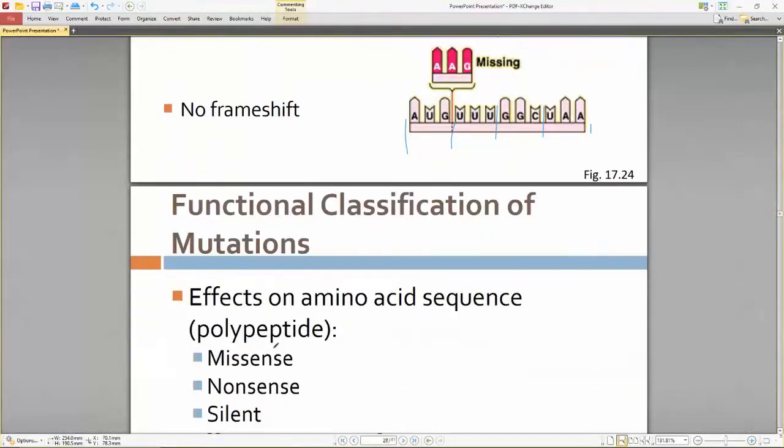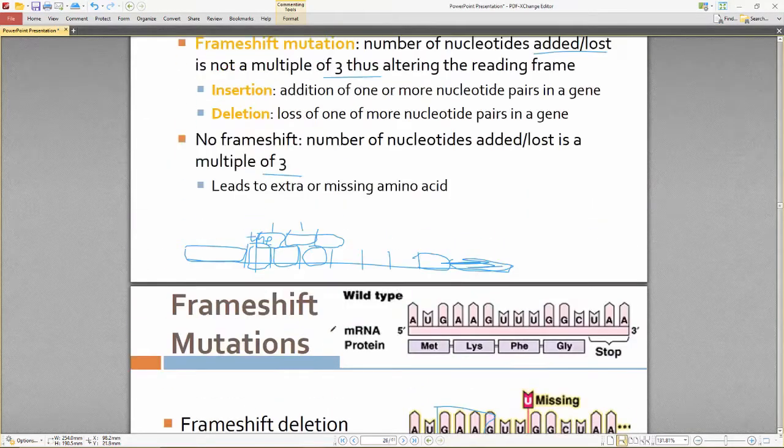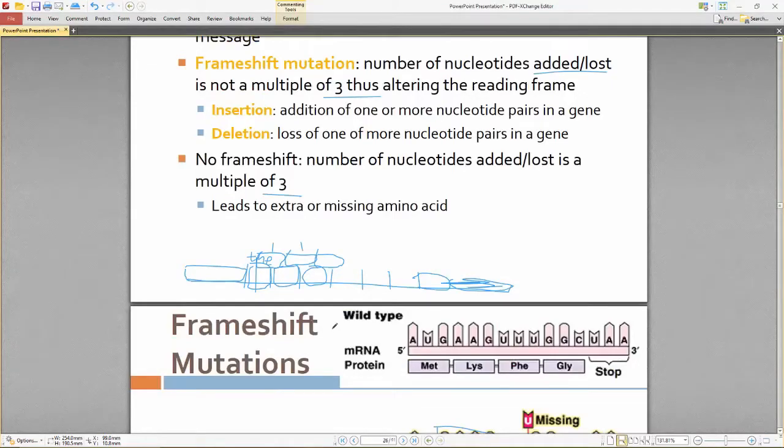The reading frame is preserved because you start with AUG, you lose 3, so now your reading frame is still preserved. Well, I have a question. Let's say instead of AAG being deleted, it was like GAA, for example. Would that still be a frame shift mutation? GAA, mhm.